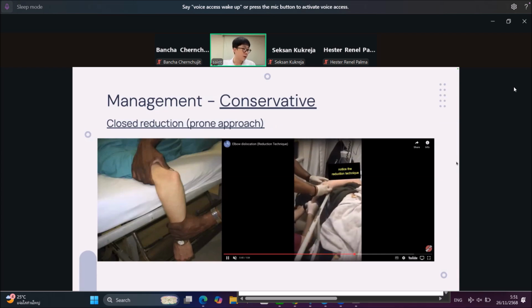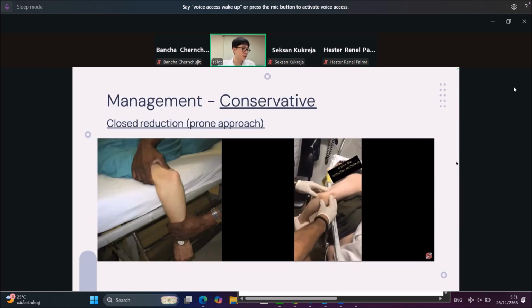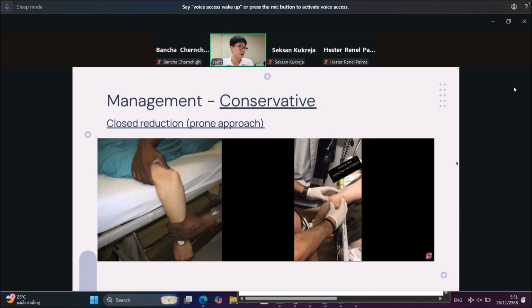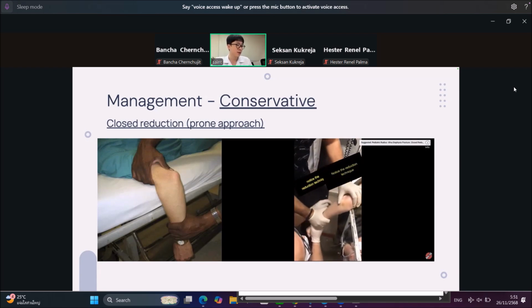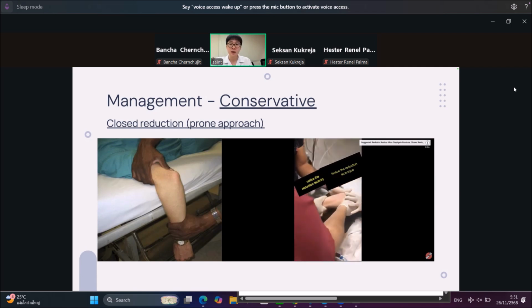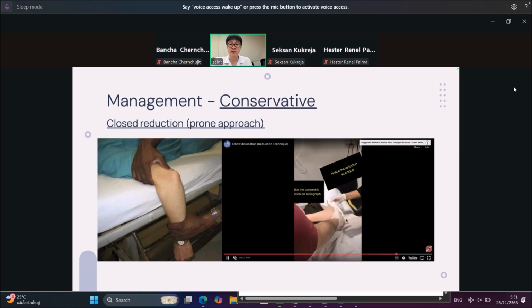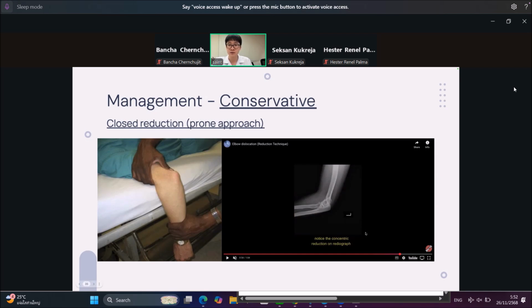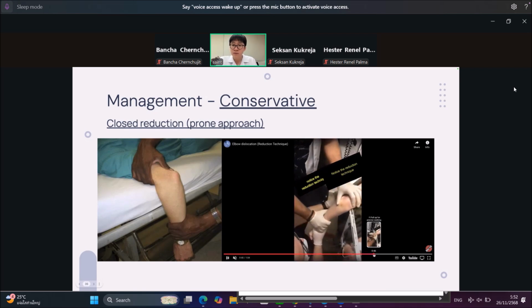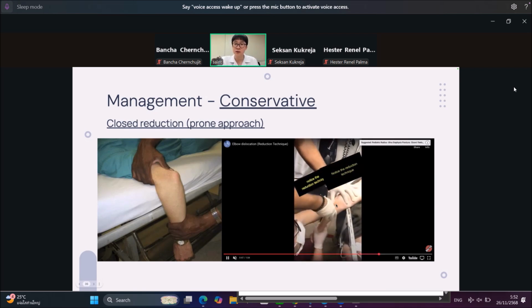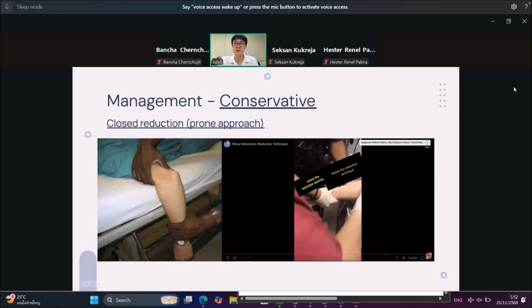So for the prone approach for closed reduction, the physician or assistant will grab the patient's wrist and apply traction and slight supination to the forearm. And the physician will then use the other hand to apply pressure to the posterior aspect of the olecranon. So you can see him applying the pressure right here.